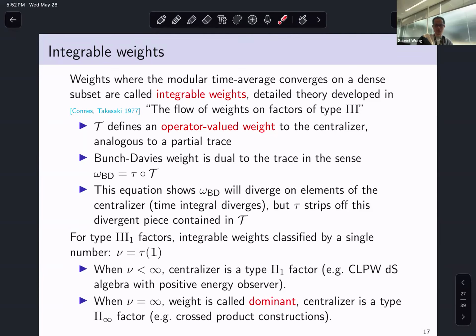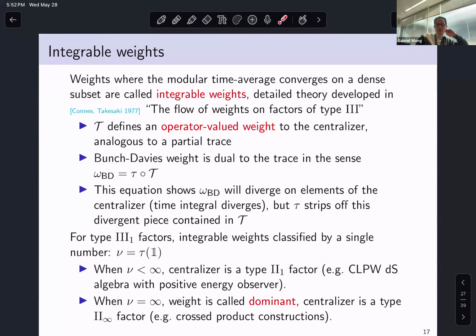I see. So that's the gauging you're referring to earlier. Yeah. So you're going to the neutral sector of this time translation, and you're kind of averaging over. I didn't quite understand the stripping of, so you put this omega Bunch-Davies, you said it's composing a trace with this curly T. Yes. So in principle, you can compute this Bunch-Davies weight by first time averaging and then computing this other renormalized trace on it.